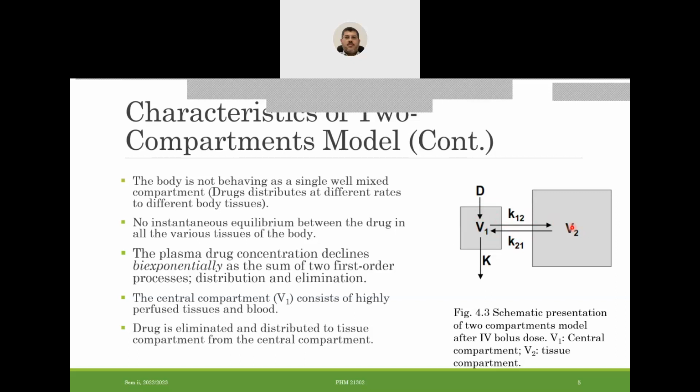Okay? So the assumptions of this model: the body is not behaving as a single well-mixed compartment, unlike the one compartment open model. Drugs distribute at different rates to different body tissues. There is no instantaneous equilibrium between the drug and all the various tissues of the body, but it takes time. Plasma drug concentration declines biexponentially as the sum of two first-order processes, distribution and elimination.